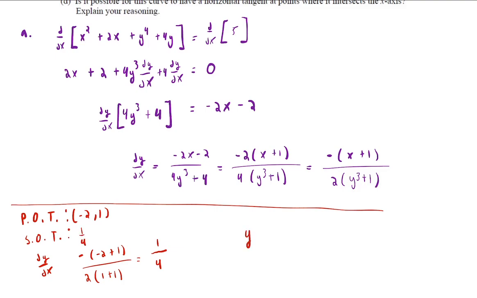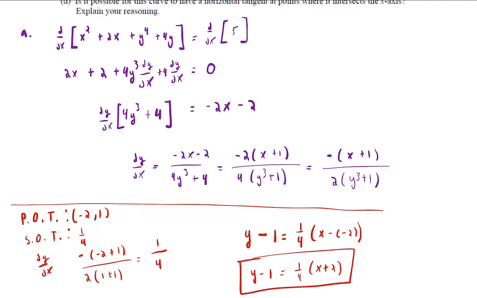So we would have y minus 1 is equal to 1/4 times x minus -2. You can make that x plus 2, or you can just leave it as is. We'll do it just for fun. Y minus 1 is equal to 1/4 times x plus 2. So there's our equation of the tangent line.